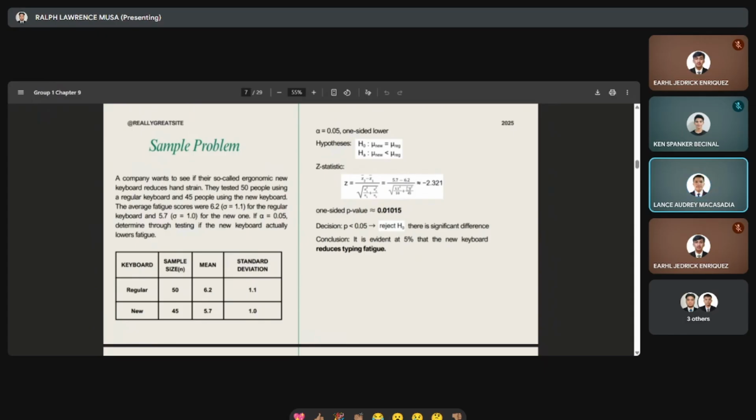Then the decision rule and p-value. The one-tailed p-value is equal to 0.01015. So since p is less than 0.05, we reject the null hypothesis. So the conclusion is at 5% level of significance, there is enough statistical evidence to conclude that the new keyboard significantly reduces typing fatigue compared to the regular keyboard. Next slide, please.